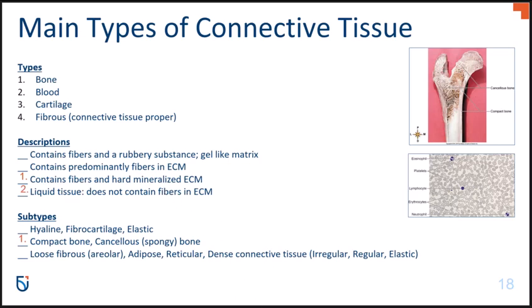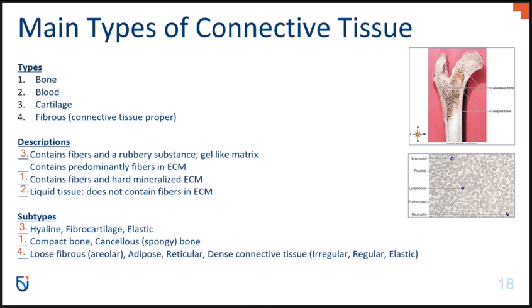Blood, on the other hand, is a liquid. It's still considered a connective tissue, but it doesn't contain any fibers in its extracellular matrix, which changes its overall consistency compared to that of bone. Another example or type of connective tissue is cartilage. We'll talk later about the three types: hyaline, fibrocartilage, and elastic cartilage. They contain fibers and a rubbery substance. It's almost like a gel-like matrix.